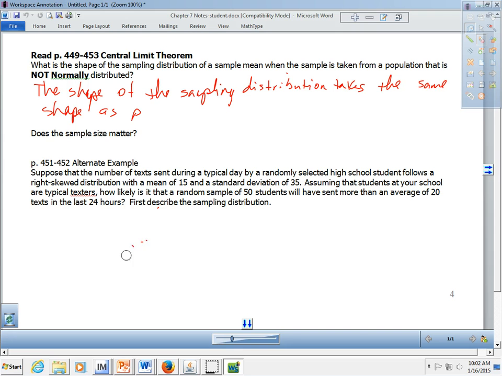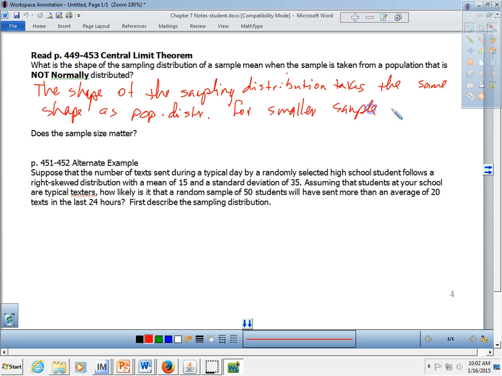Of the population distribution. Okay? And this is for small sample sizes. Now the next question is, does sample size matter? Yes, it does. And we saw that it does, yes.